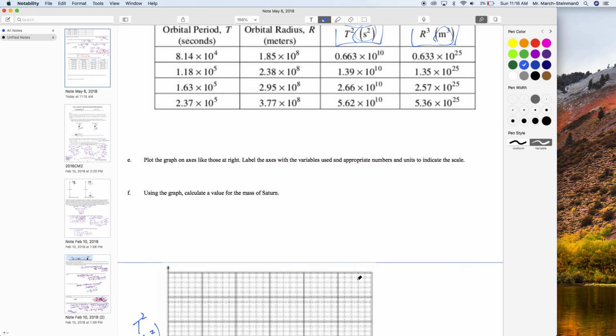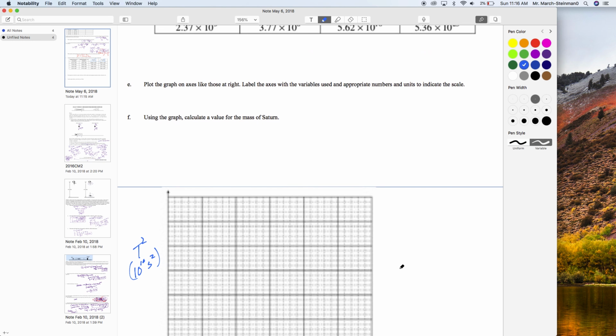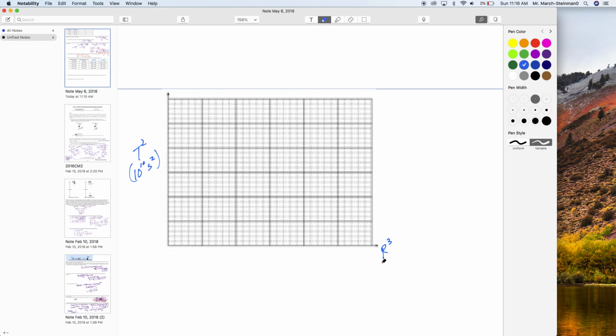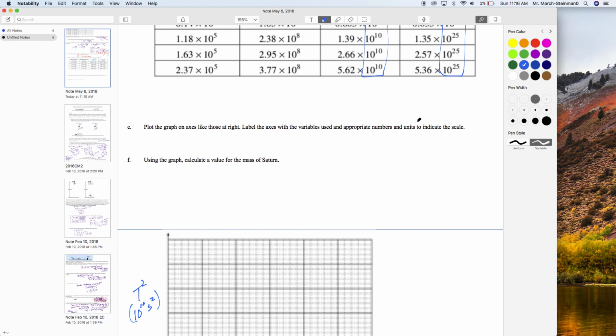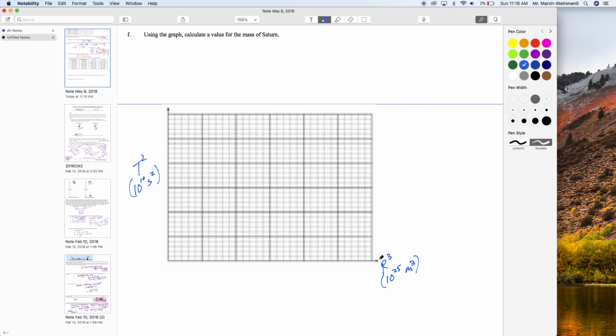And if we want to look at the r cubed axis, this is in meters cubed, but it's in 10 to the 25th meters cubed. Everything's modified by these values, so you should just have that to modify your axis, so that all you have to worry about is this number in front when graphing. So here we have 10 to the 25th meters cubed as the unit on that axis.